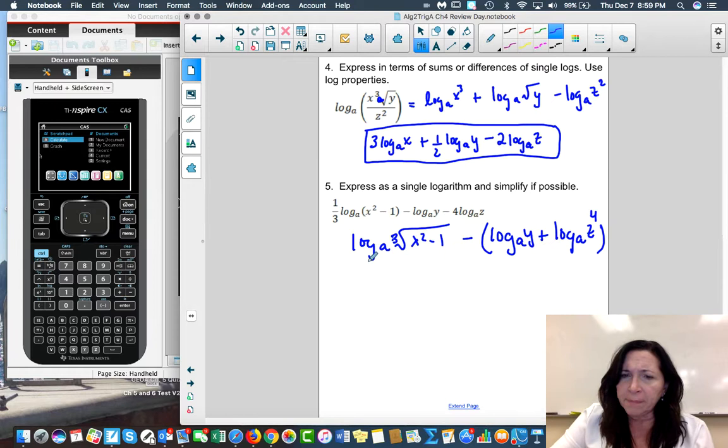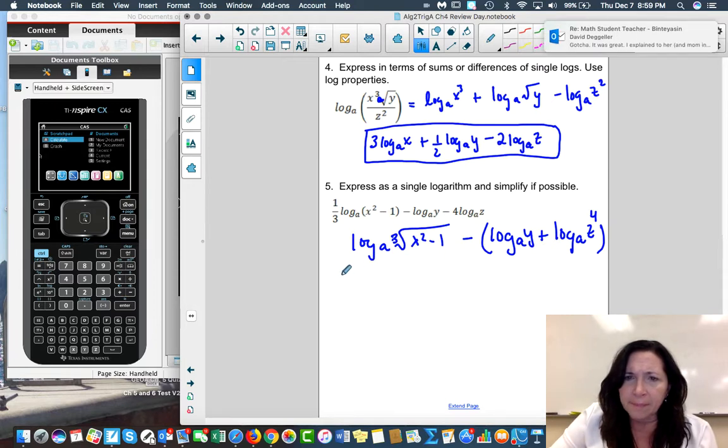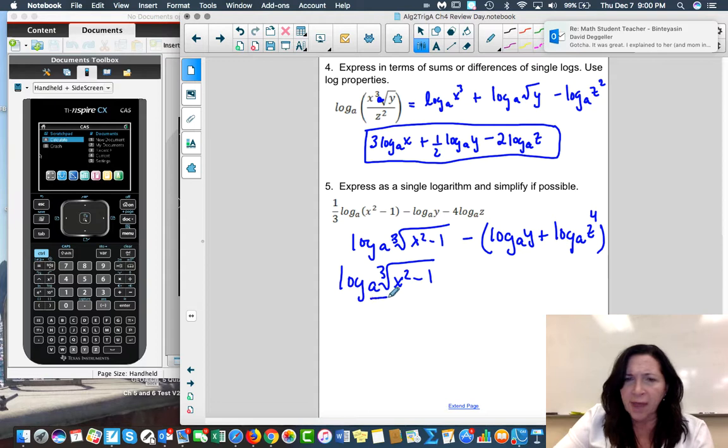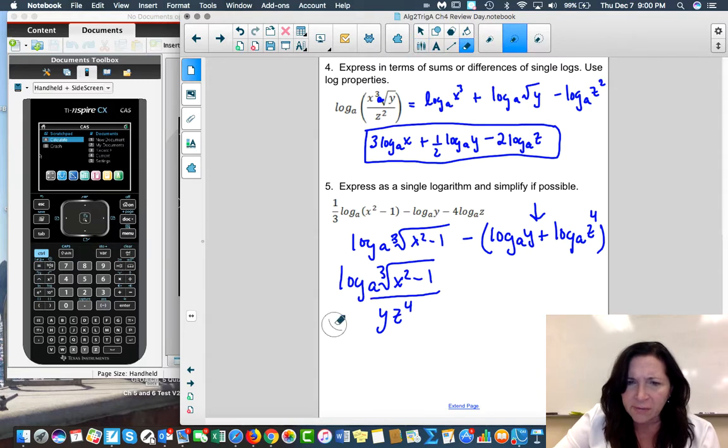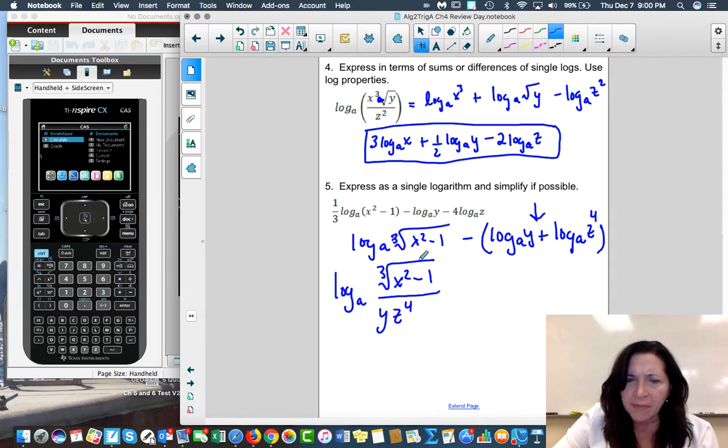And in this problem, this is going to be log base A of the cube root of x squared minus 1. And see the minus sign? So that's divided by this stuff. But remember, plus now means times. And so this is going to be y times, what is that going to be? Y times z to the 4th power. And the only thing that I want to just fix is right in here, that A is not part of that. This is log base A of this whole quantity. So let's just keep this like this.